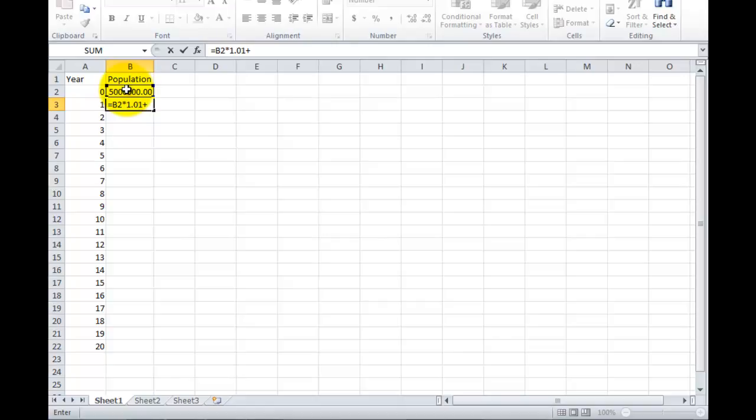Plus, is it 20,000? 20,000 immigrants. Enter. Now, you don't want to control down from here. This doesn't have a formula in it. No, you want to control down from cell B3.